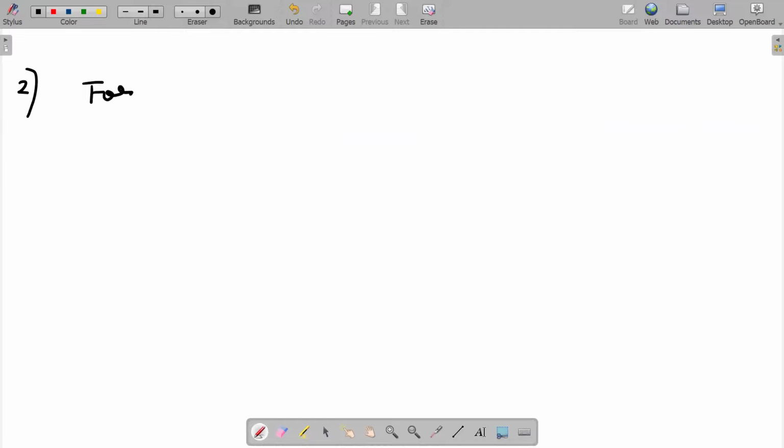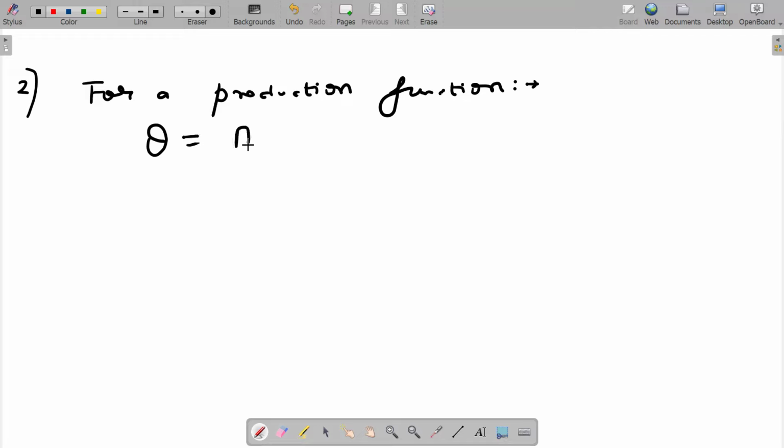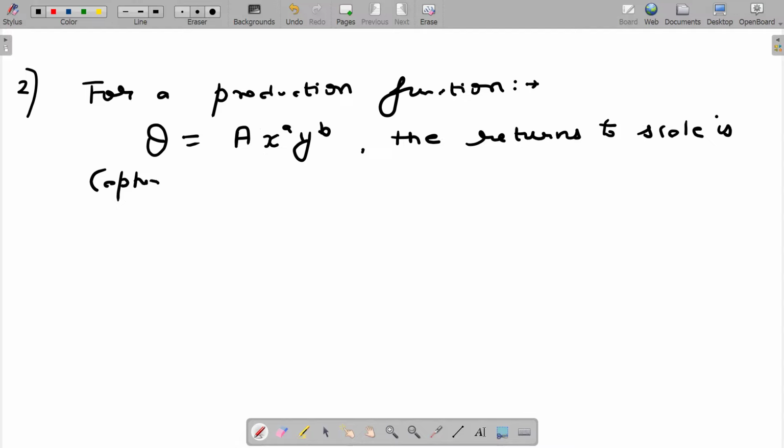So for a production function Q, which is A k to the power a, l to the power b. This was the production function given to us. A x to the power a, y to the power b, where we were given x and y. Let me write that only. A x to the power a, y to the power b. The returns to scale is captured by a plus b.